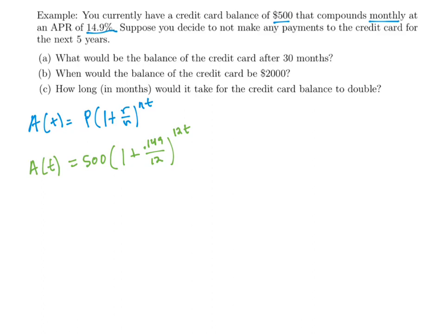All right, so first says, what would be the balance of the credit card after 30 months? Now we need to be careful here because this function that we wrote has t in years, so we need to convert 30 months into years. Well, each year has 12 months, so this comes out to 2.5 years. So what's the balance of the account after 2.5 years? So we're just going to plug 2.5 in up here.